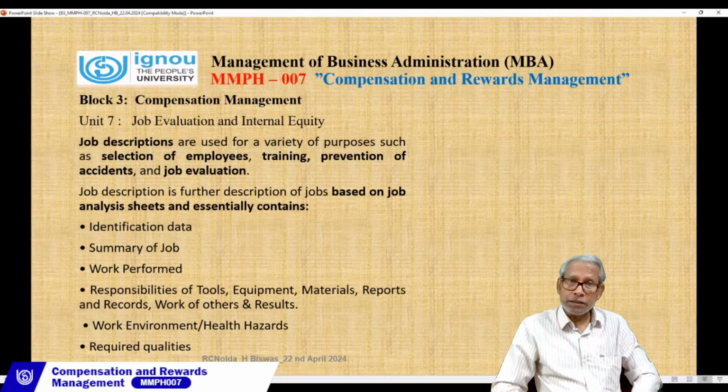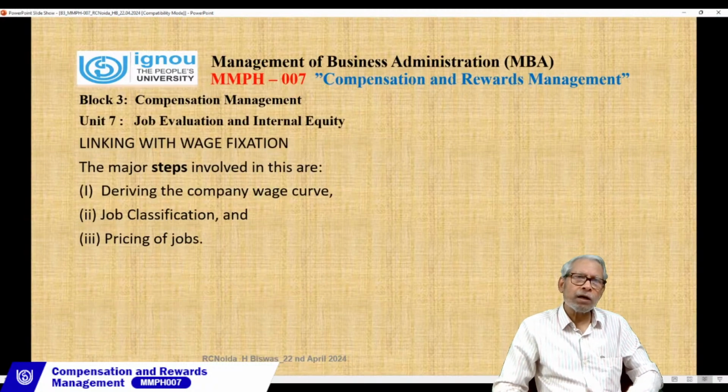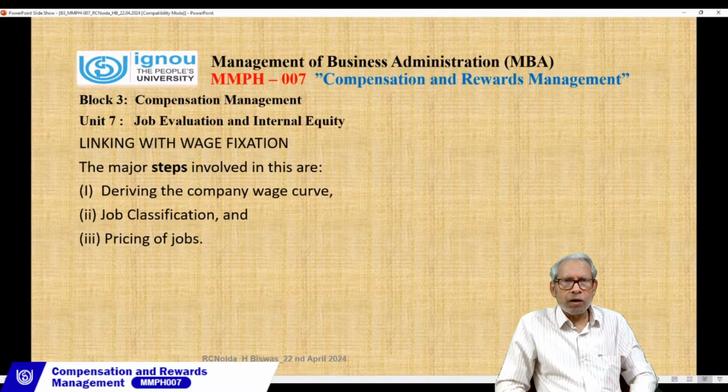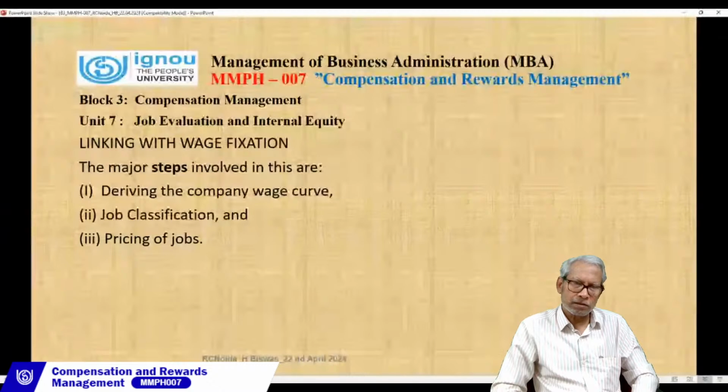Required qualities, what type of qualities are required, criteria we can see. Then linking with the wage fixations. The major steps involved in this area are verifying the company wages card, basically what the company wages card should be. Then job classifications and pricing of the jobs. For this job, this much amount or money is involved. The pricing has to be fixed.